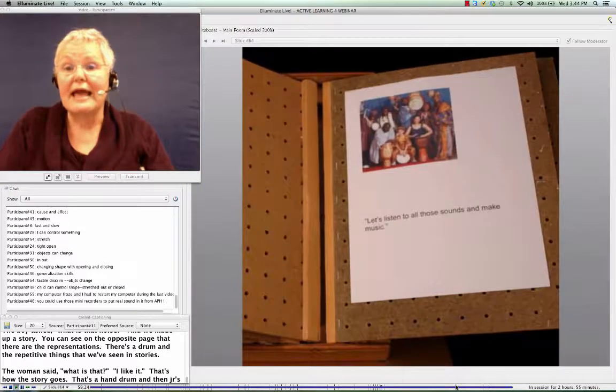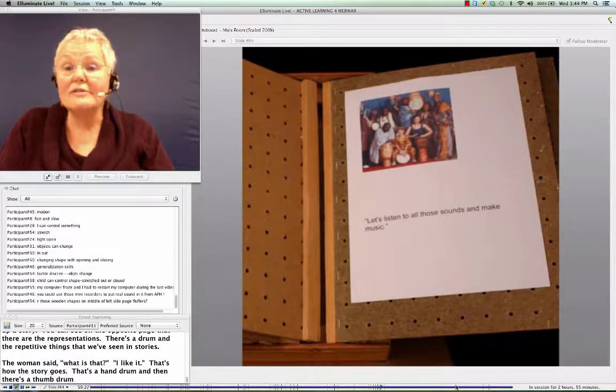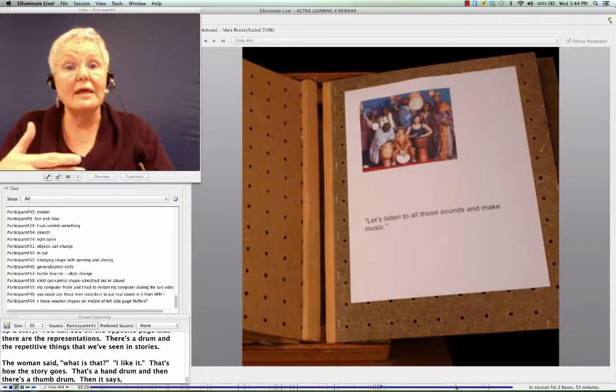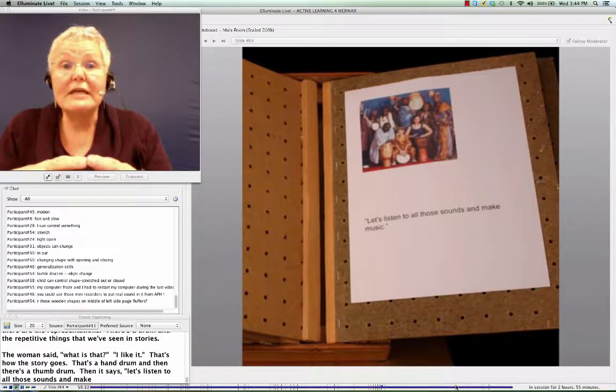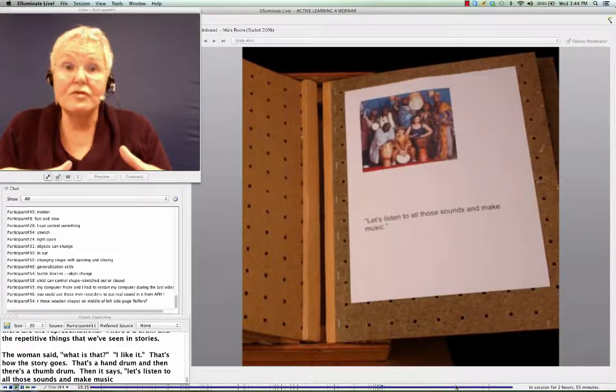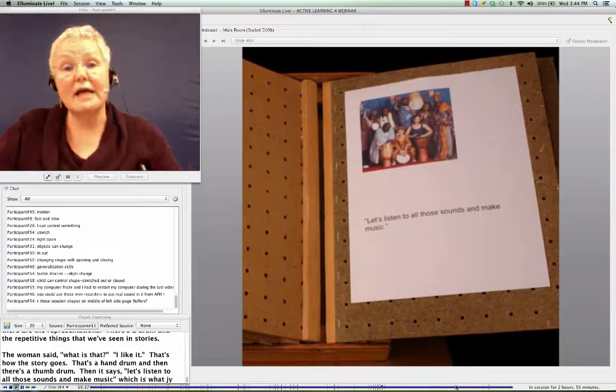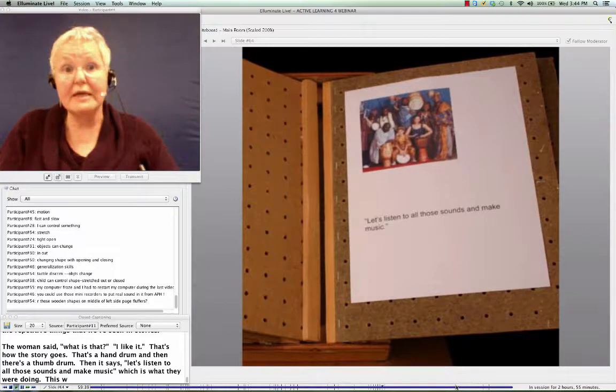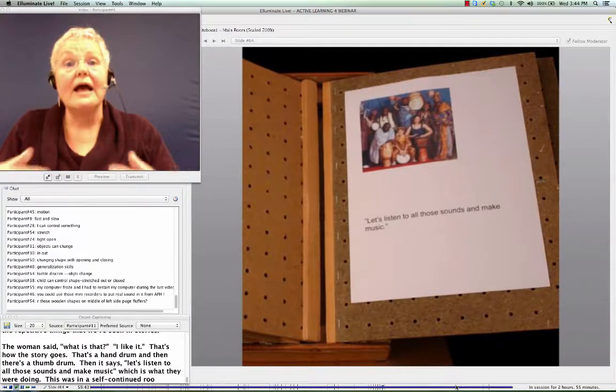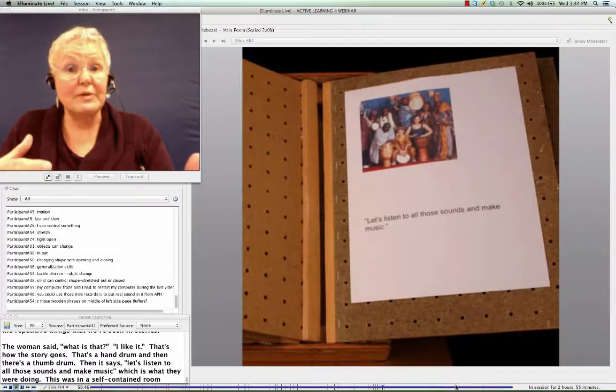And then it says, let's listen to all those sounds and make music, and that's what they were doing in the music class. Now, this happened to be in a self-contained classroom of students in middle school. It was not in a music class of general ed students, so I want to be clear with that. So once again, that's another way that you can do these experience books, and you can make them.